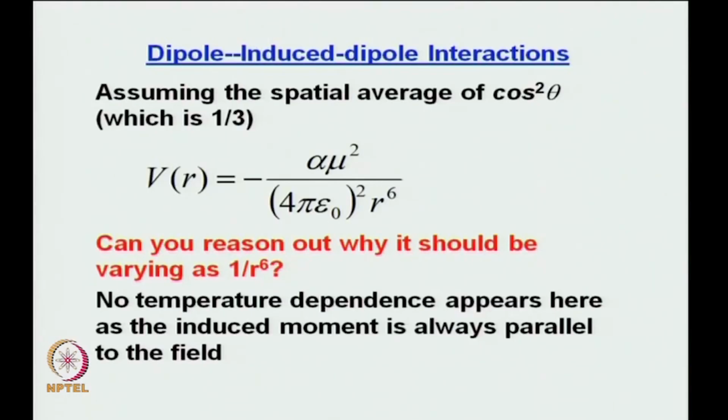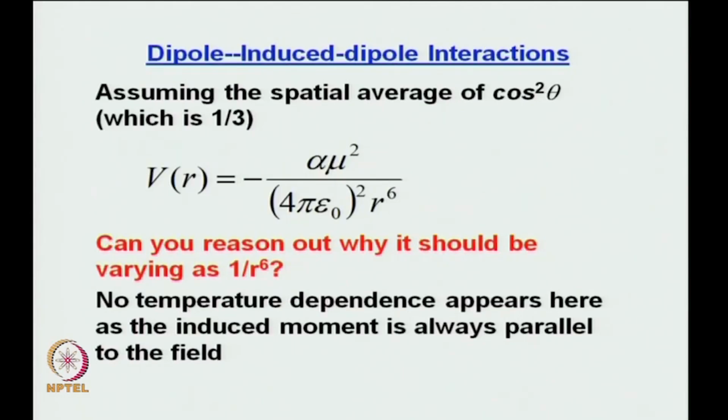So, this is an exercise for you. Can you, just on physical principles and based on a very simple equation like mu is equal to alpha E, reason out why it should have a 1 by r to the power 6 dependence, or r to the power minus 6 dependence? That is a homework problem for you. Now, look at the last sentence.